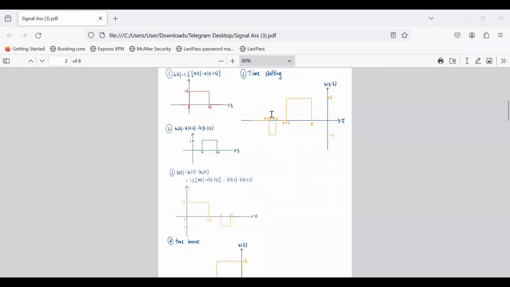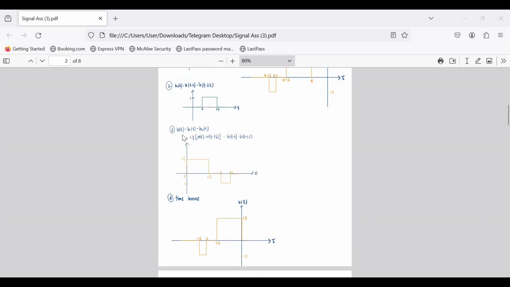Next, we need to obtain a graph of ht minus tau. So we use h1t minus h2t. h1t is a rectangular graph with 1.5 amplitude, and its time is 0 to 1.5, while h2t has amplitude 1 and the time is 2 to 2.5. So we can obtain ht by using h1t minus h2t.